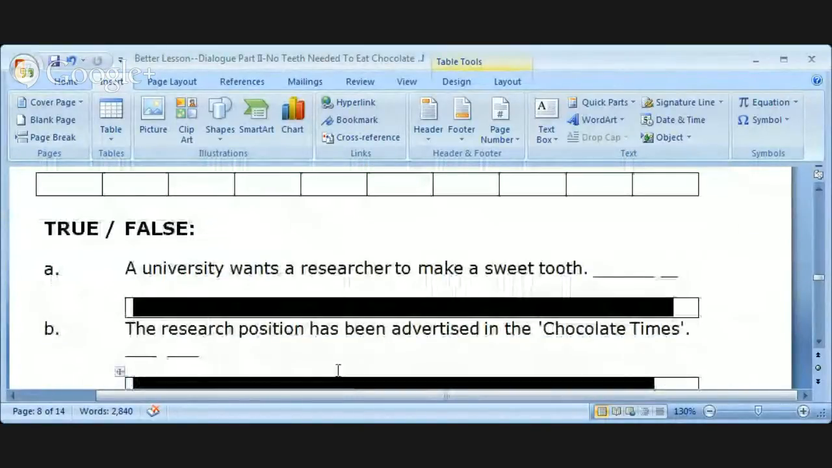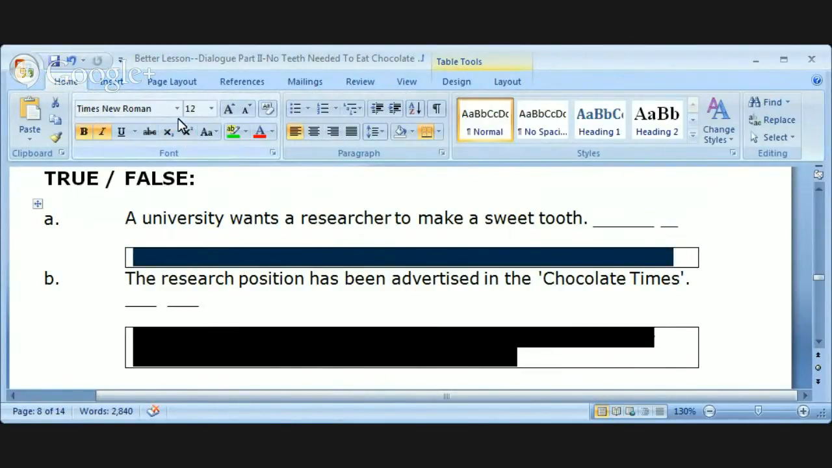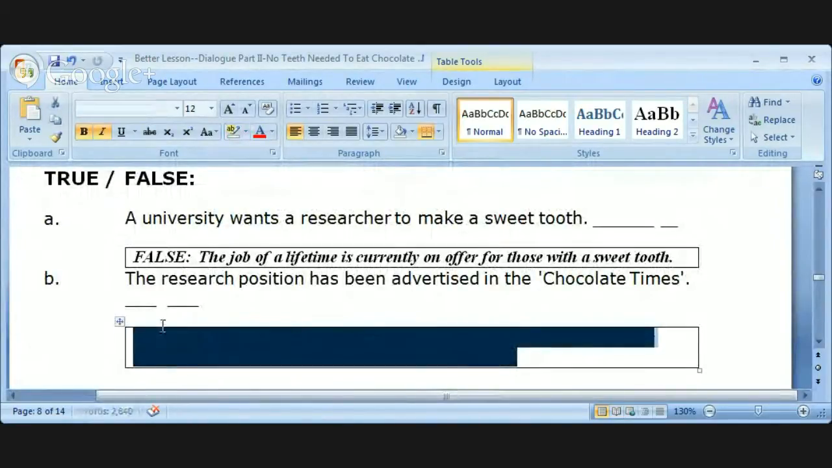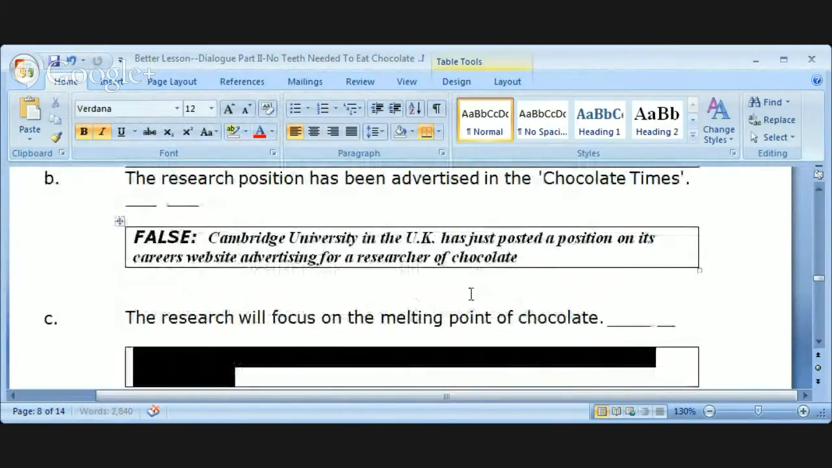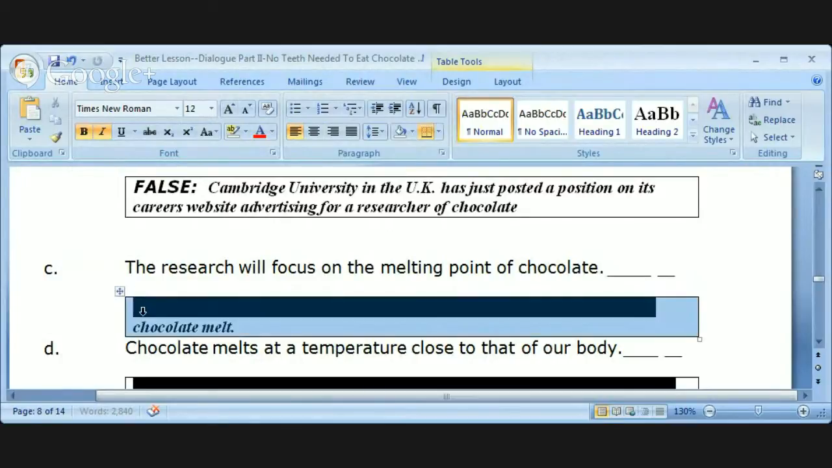Here are the questions. Abel, could you read A and B for me and tell me whether it's true or false? Okay, a university wants a researcher to make a sweet tooth. False. Okay, good. B, the research position has been advertised in the Chocolate Times. That's false too, because it was advertised on the web. Very good. And can you do C? Okay, the research will focus on the melting point of chocolate. True. Okay, let's see if that's true. True.